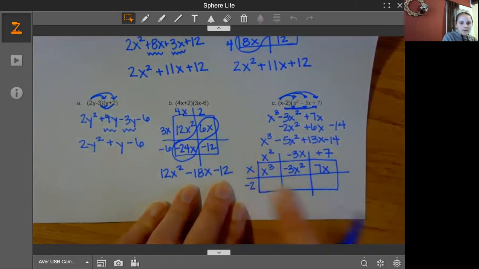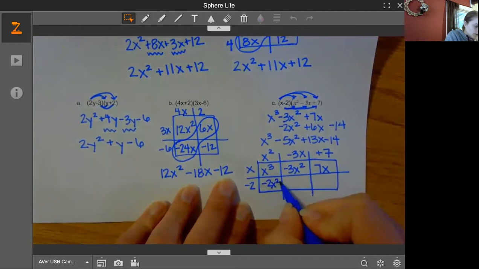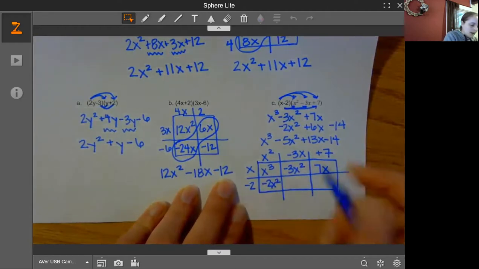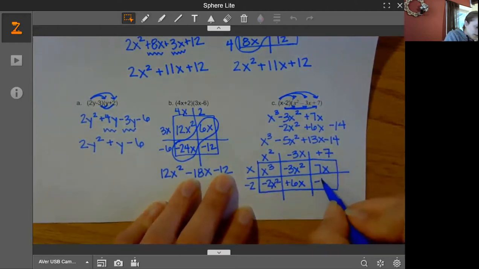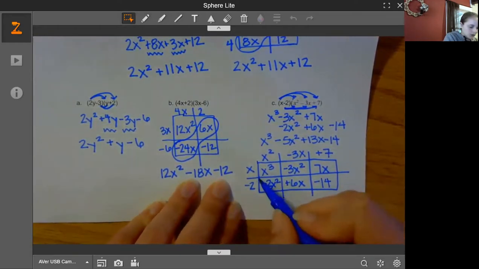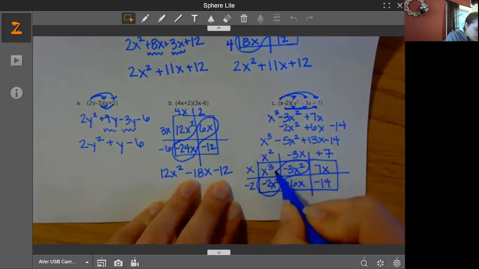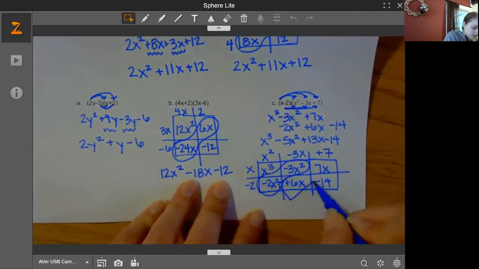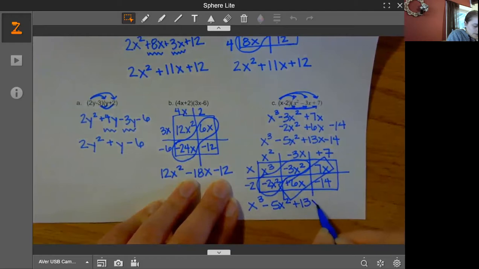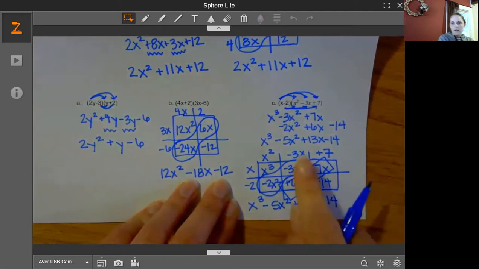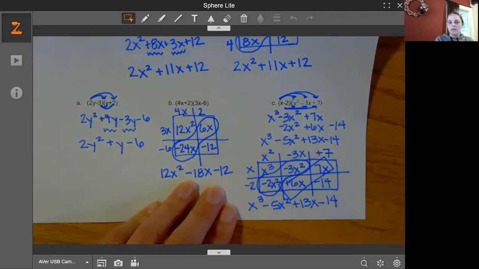X squared times negative 2 gives me a minus 2x squared. Negative 3x times negative 2 gives me a positive 6x. And 7 times negative 2 gives me a negative 14. All right, do notice that you're going to have to combine these like terms here, and that you have them again here. Okay, so we would get x cubed minus 5x squared plus 13x minus 14. Again, same answer from above, just 2 different ways to do it. It doesn't matter which way you want to try. Either one is fine, but make sure that you write them down and that you show your work.